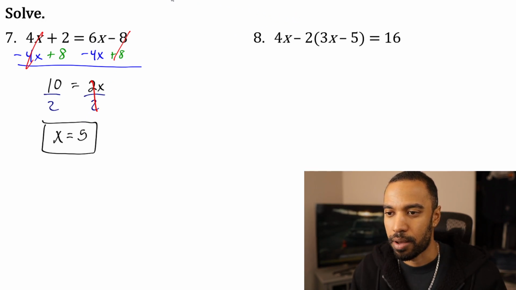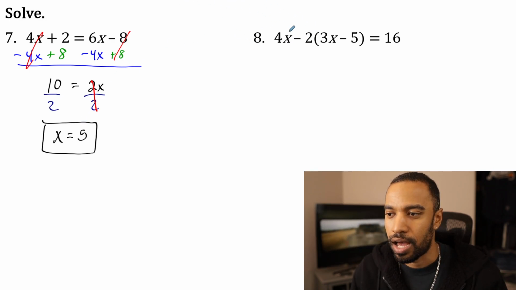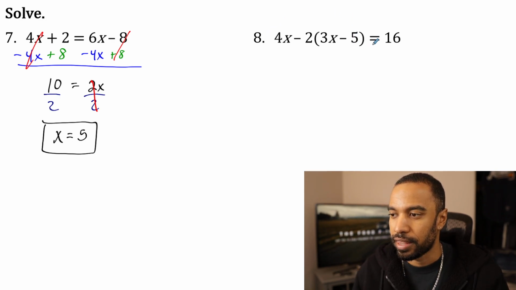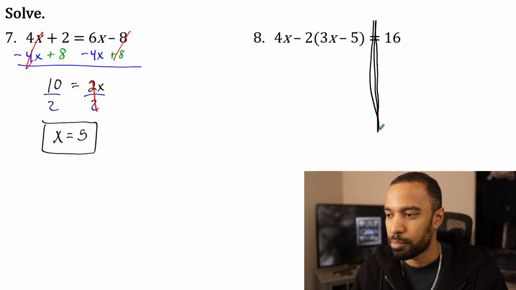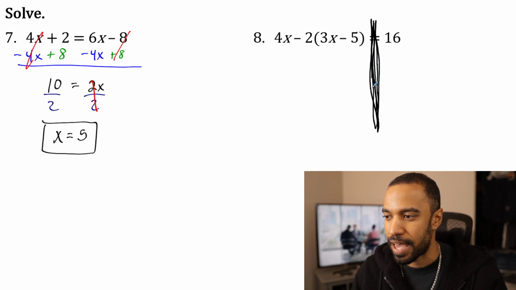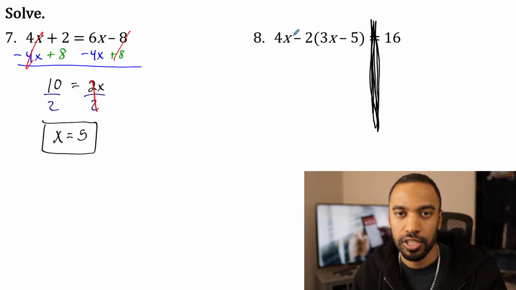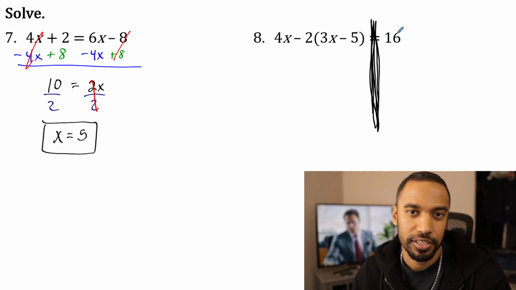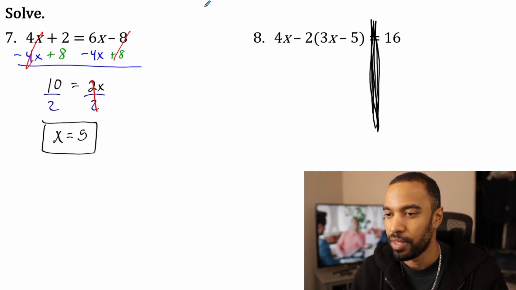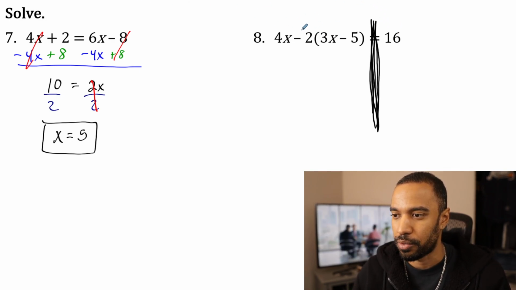All right, and the last problem here involves distribution, and there is an equation. But what I want to do, I'm going to split these two sides up right here. I want you to really focus on the fact that I'd love to just simplify this side first before I do anything with that side. I'd simplify this side too, but it's already simplified. That's 16.